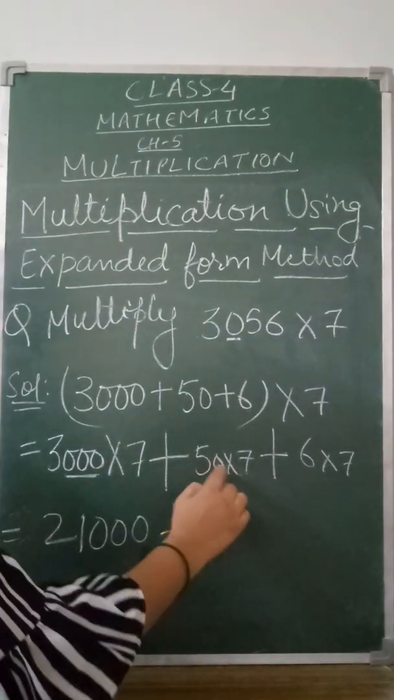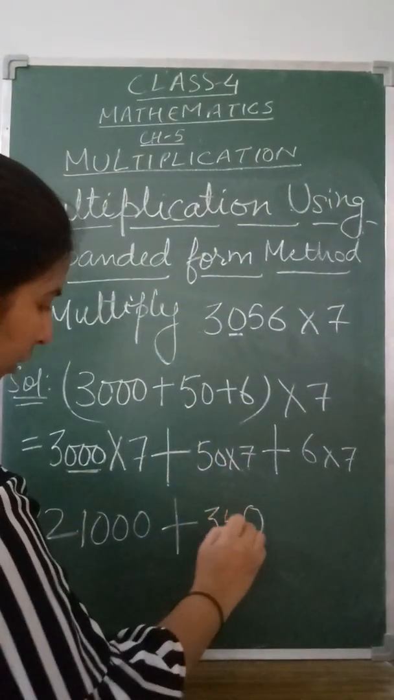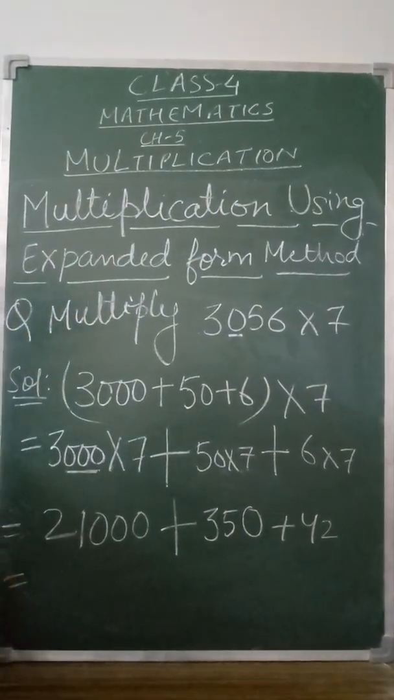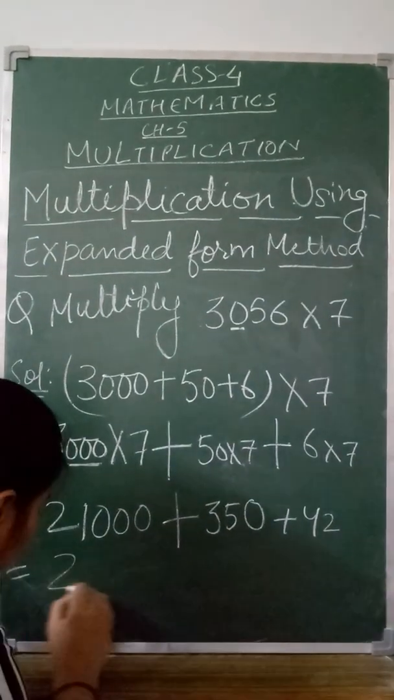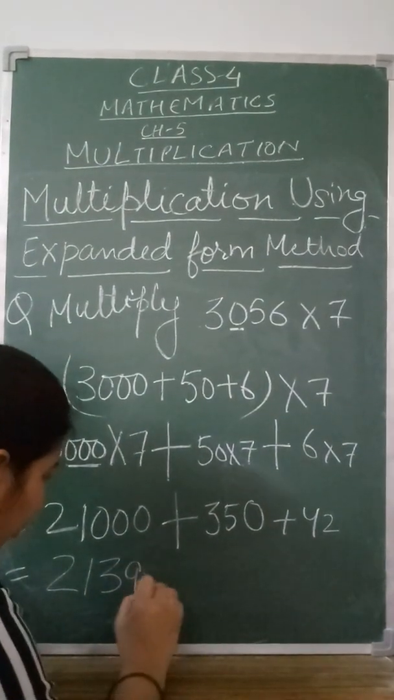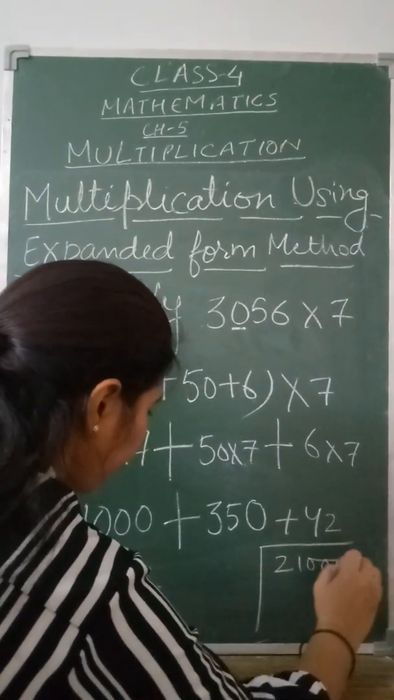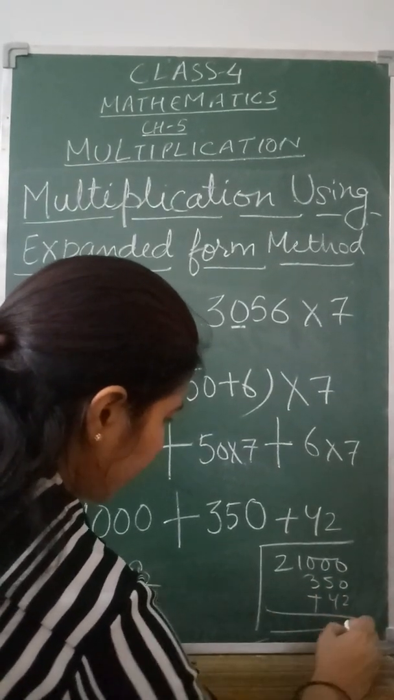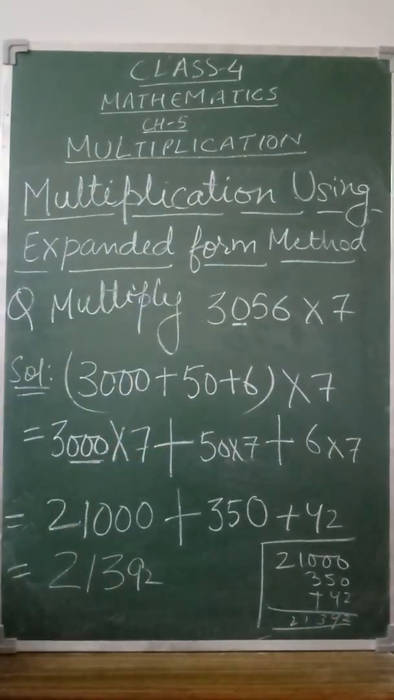Now put the plus sign. Again 1 zero is there. Directly write 1 zero. 5 sevens are 35 and 6 sevens are 42. Now add all these 3 numbers, and when we add the numbers, the sum is 21392. You can add all these numbers on the rough side. 21,350 and 42 and get the answer. Yes, 21392 is the answer.